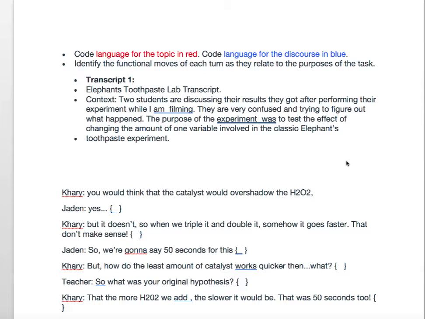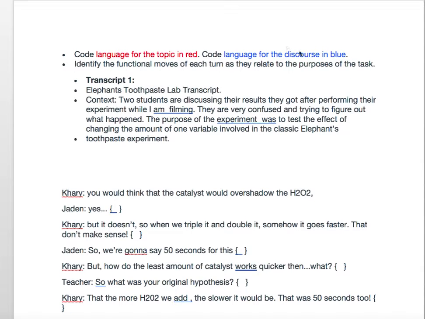So the purpose of this video is to model for you how I would actually solve this assignment. The purpose of this assignment was several things. First, it was to code language for the topic in red, and also code language for the discourse in blue, and identify functional moves of each turn as they relate to the purpose of the task. And the reason why we're doing all this is because these will set us up to think about language objectives.